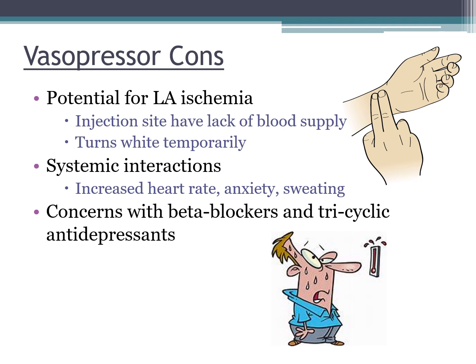Vasopressor cons. There is a potential for local anesthetic ischemia, which means the injection sites have a lack of blood supply and it turns white temporarily. It has systemic interactions: increased heart rate, anxiety, sweating, and concerns with beta blockers and tricyclic antidepressants. So, if your patient has a problem with beta blockers and is taking tricyclic antidepressants, you don't use epinephrine.